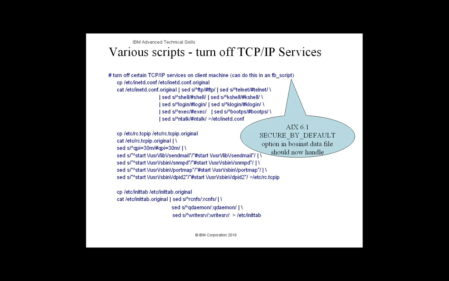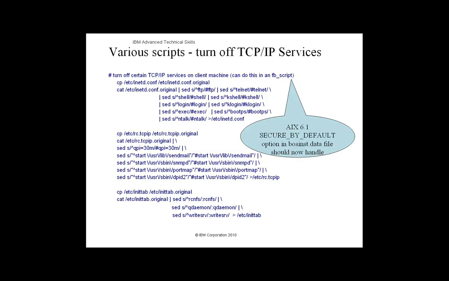From here, we go into various scripts that have evolved for me over time. They won't necessarily work exactly unmodified in your environment, but they give you some ideas of what you can do. This was part of a first boot script that we built for a customer years ago who wanted all the default services turned off after the install on the client. And so you can see we just did a series of seds, stream edits. We worked in inetd.conf, we worked in rc.tcpip, and we worked in /etc/inittab.